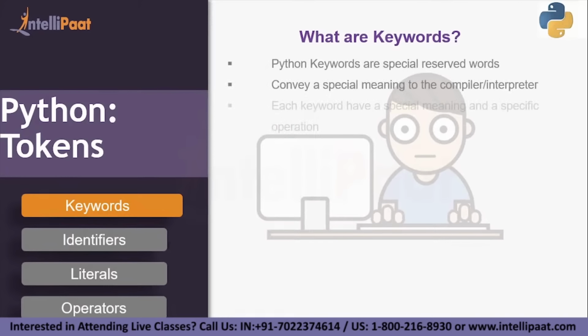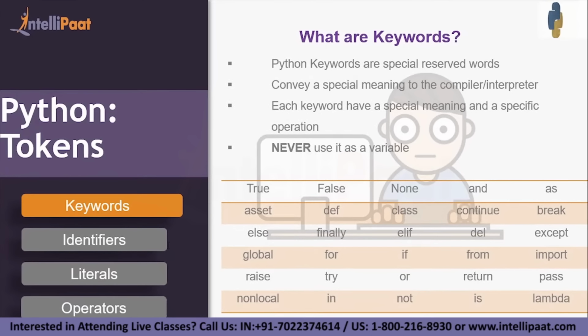So what are these keywords? Well, these keywords are reserved words which are designed for a specific purpose. You cannot use a keyword as a variable name or an identifier name. Some of the keywords in Python include for, if, del, break, continue, true, false, etc. You cannot use them as your variable. These words in Python have a specific purpose and a specific meaning. Alright, let's move ahead.